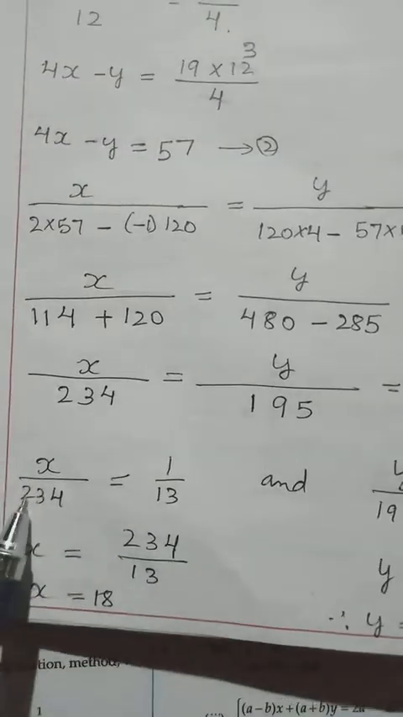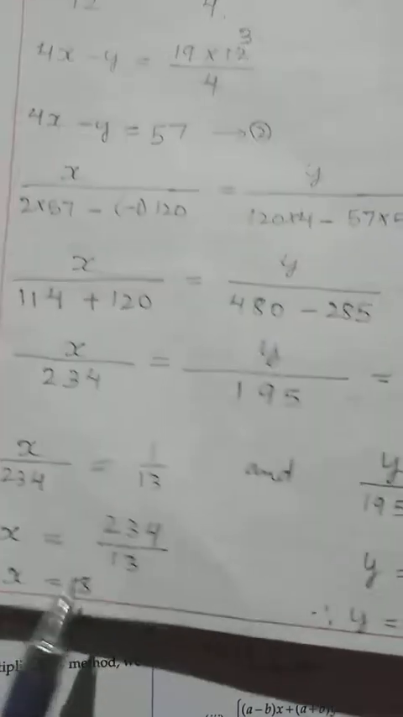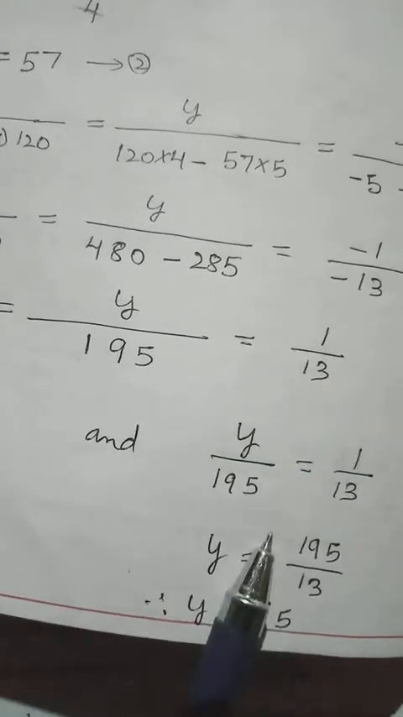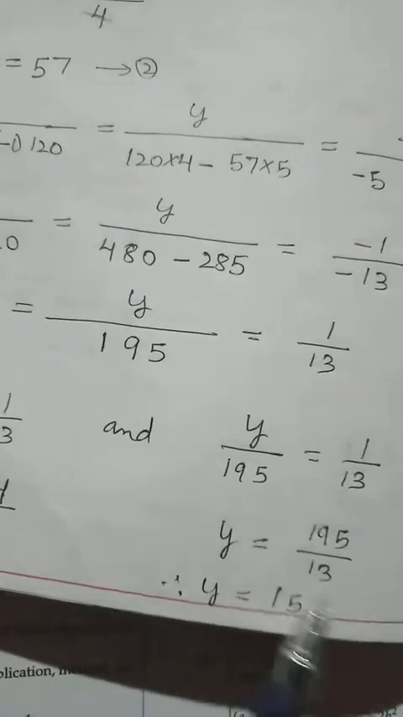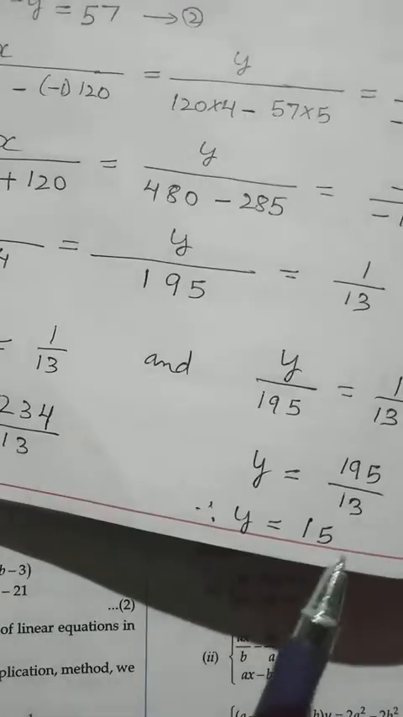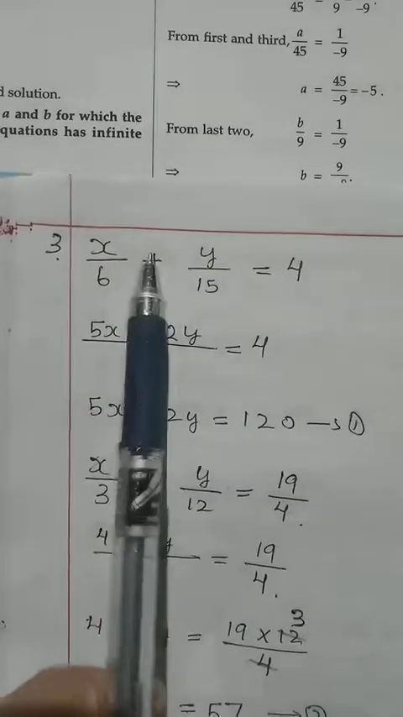We know this one and this one. Okay, so here we can cross multiply. 3 to 8 divided by 13, we get 18. Then here we cross multiply. So 195 divided by 13, we get 15. So the value of x is 18 and that of y is 15. If we replace it back here and check, then you see left hand side equals right hand side.